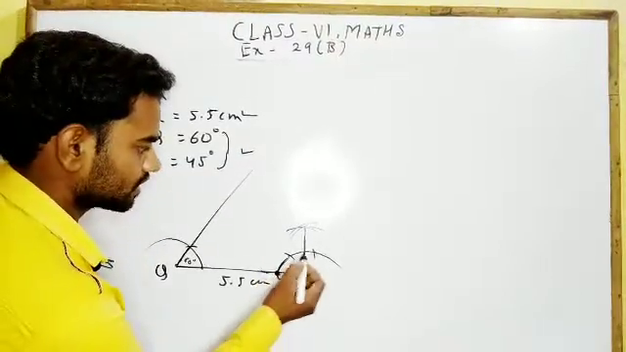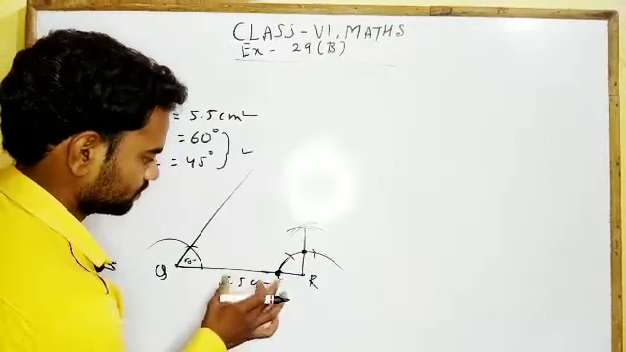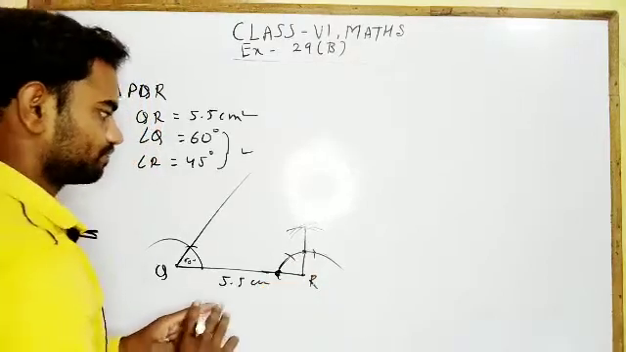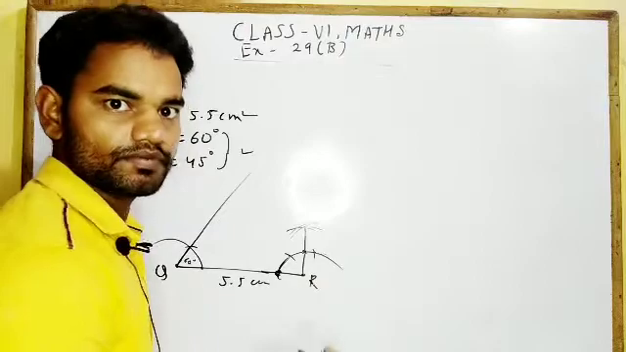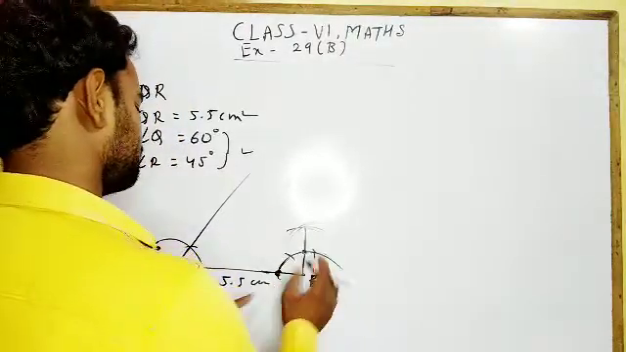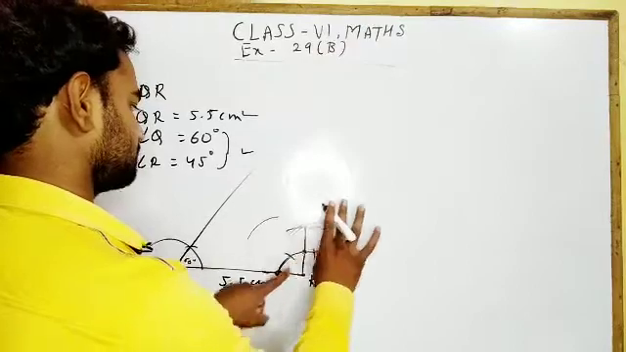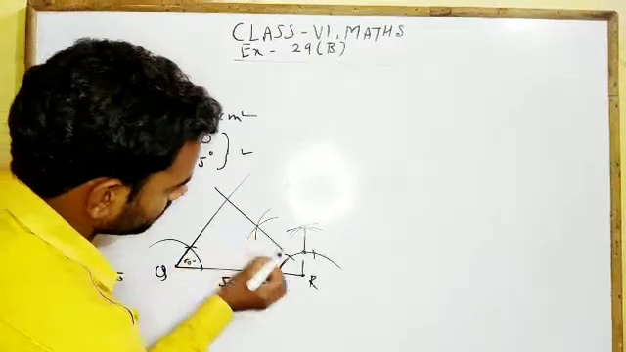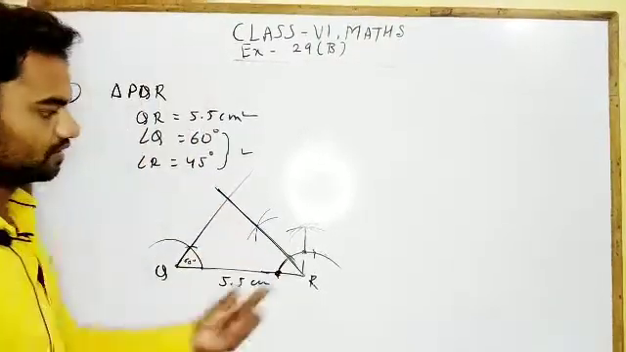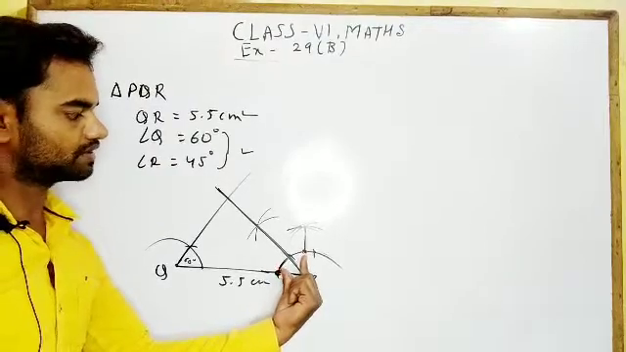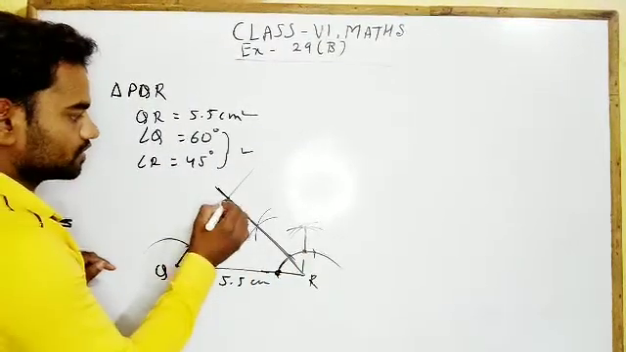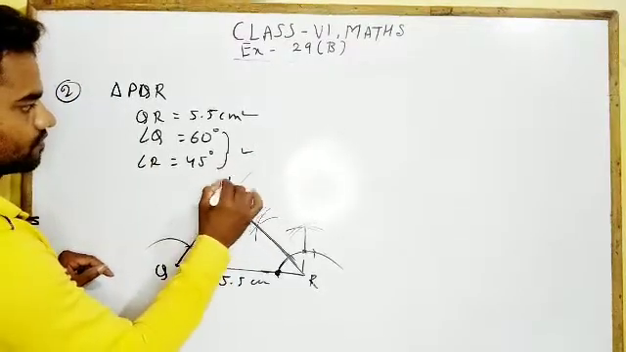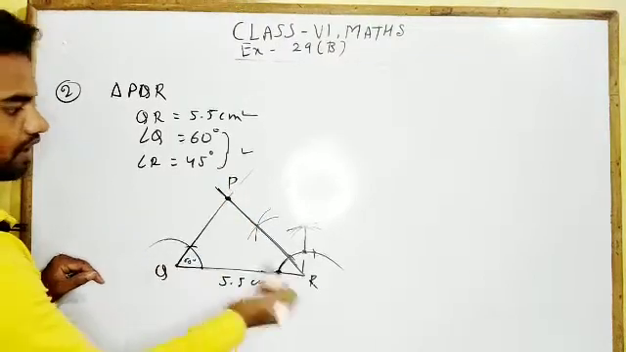If we bisect the angle of 90 degree, we will get 45 degree. So place the pointer here, draw an arc, place the pointer here, draw an arc, and this angle will be 45 degree. The bisector of 90 is 45. These two lines intersect each other at the point P. This is the angle PQR.